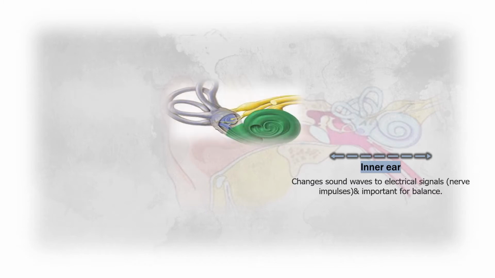The third and final section is the inner ear. The inner ear has two special jobs, which are to change sound waves to electrical signals, as well as being important for our balance. It consists of three main parts. The first part is the semicircular canals. The second is the vestibule. Both the semicircular canals and vestibule assist in equilibrium. The final part is the cochlea. The cochlea is the auditory area of the inner ear that changes sound waves into nerve signals.